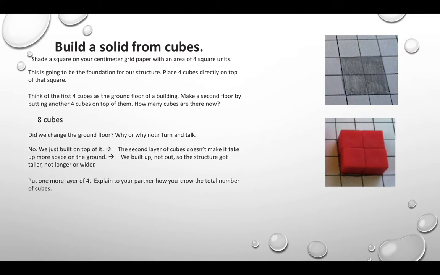Now, if we put another layer of 4 on top of that, think about what your total number of cubes would be then. So we already knew that we had 8 cubes. If we put another 4 on top of that, that would be 3 layers of 4 cubes, and we could think of it as 4 plus 4 plus 4, or you could think of it as 3 times 4, which would get us a total of 12 cubes, which means that this structure would have a volume of 12 cubic units. So for volume, we'll be using cubic units, all right?